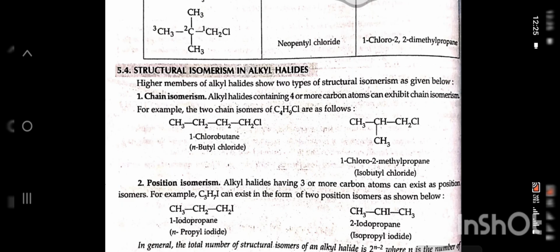The structural isomerism in the alkyl halides. Higher members of alkyl halides show two types of structural isomerism as given below. The first is chain isomerism and the second is position isomerism. Chain isomerism: alkyl halides containing 4 or more carbon atoms can exhibit chain isomerism. For example, the two chain isomers of C4H9Cl are as follows: 1-chlorobutane and 1-chloro-2-methyl propane.